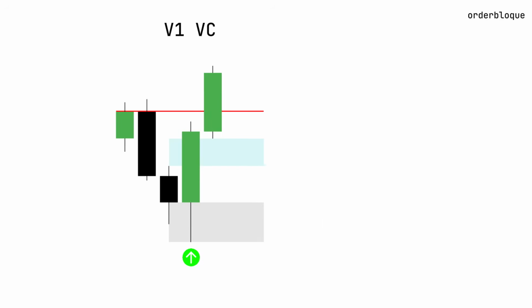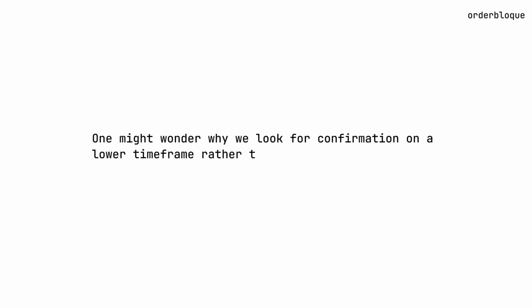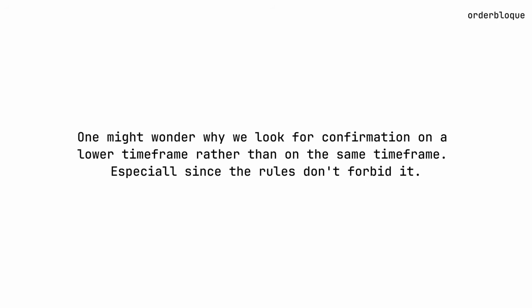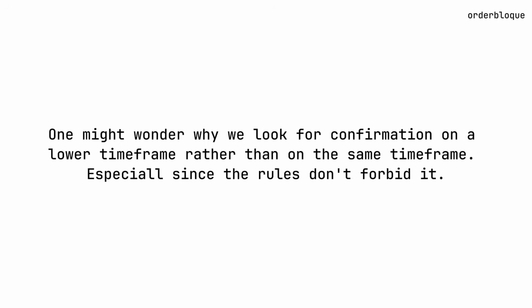In other words, we need to wait for a test and receive one or more variables that confirm volume, but this time on a lower time frame. This will be our V2 volume confirmation. One might wonder why we look for confirmation on a lower time frame rather than on the same time frame, especially since the rules don't forbid it.